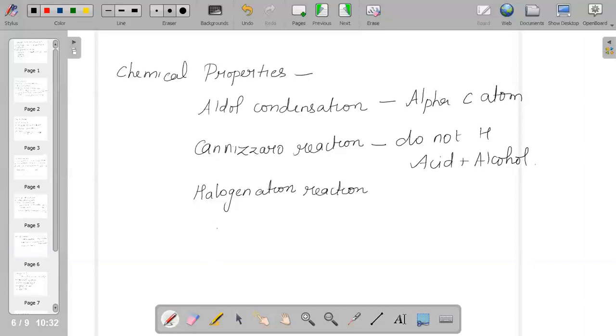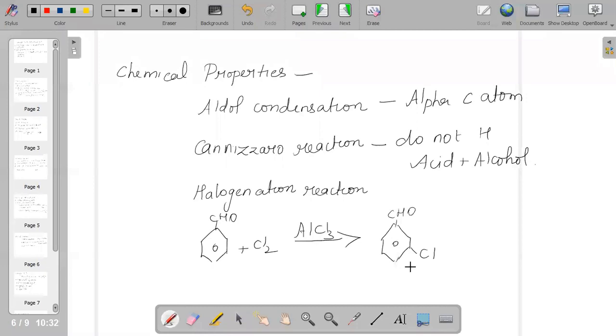For example, benzaldehyde is reacting with chlorine in the presence of AlCl3. It can give you chlorobenzaldehyde, that is, CHO will be here and you will have a chlorine. So we can say it is giving us 3-chlorobenzaldehyde. Halogenation can be undergone by ketone also.